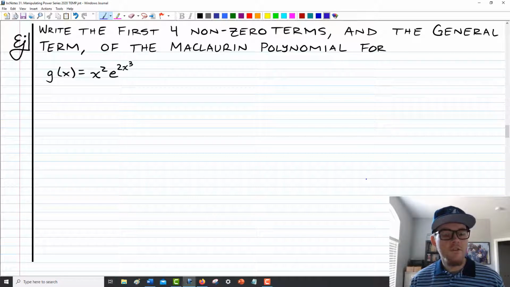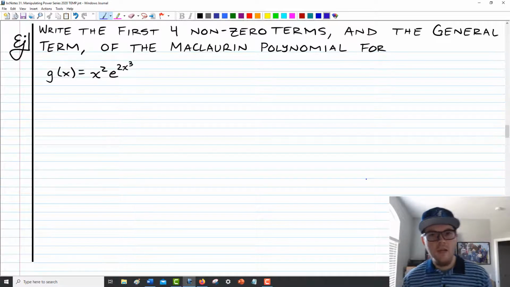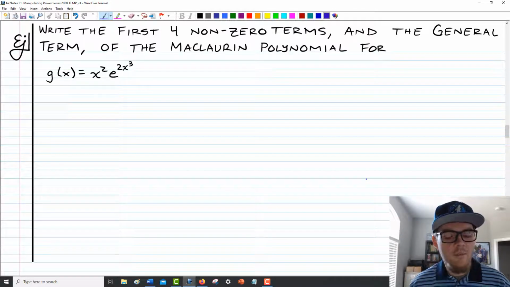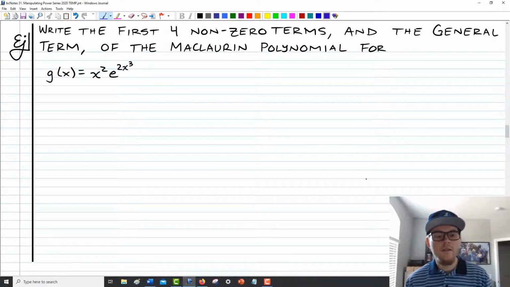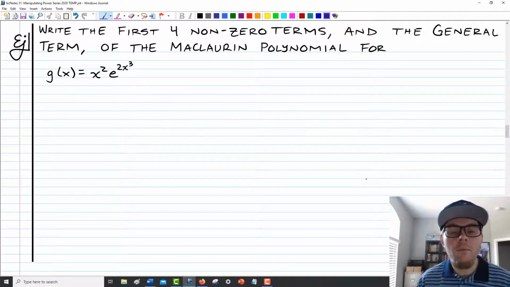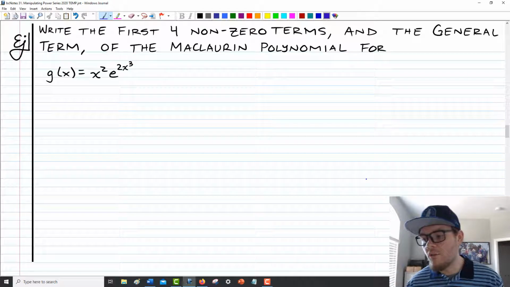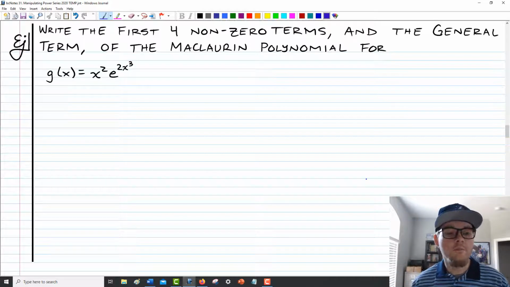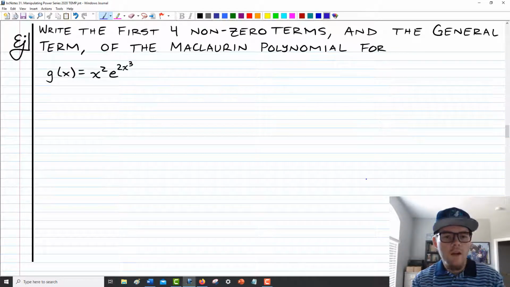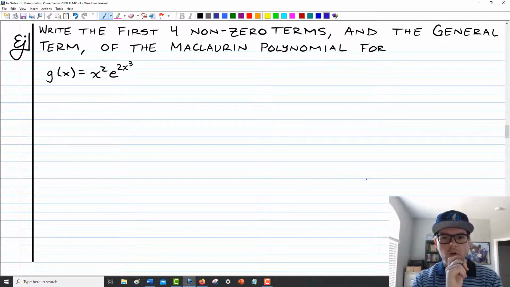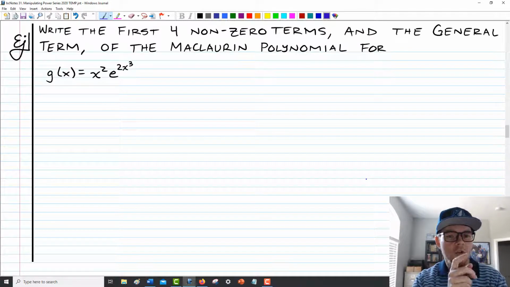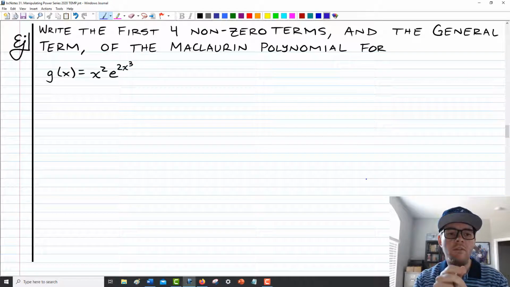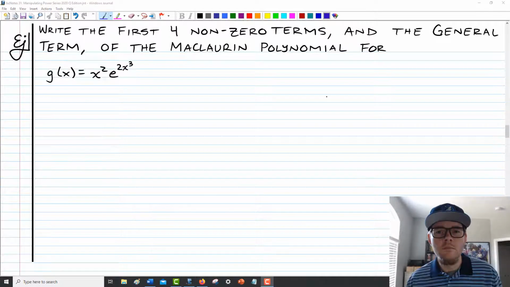Having said that, I do want you to try this yourself, but before I get there, I just want to bring the properties together one more time and let you see it all in action once. As I said, I enjoy doing these problems, so it feels like a useful thing for me to do. I want to work this out for you. The instructions say write the first 4 non-zero terms and the general term of the Maclaurin polynomial for g of x equals x squared times e to the 2x cubed.